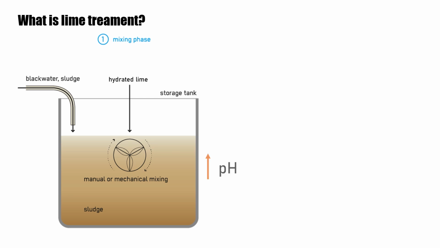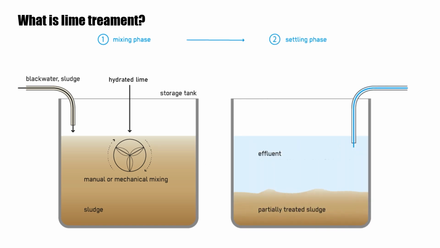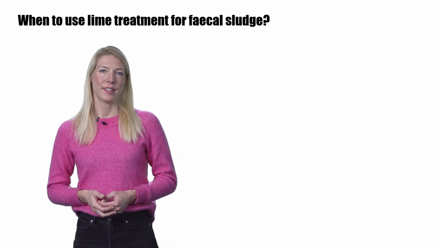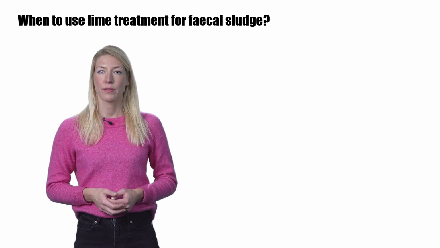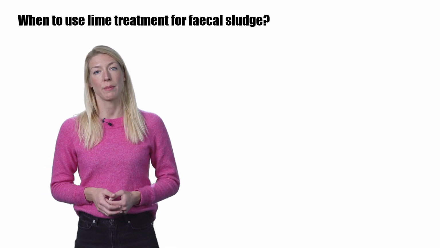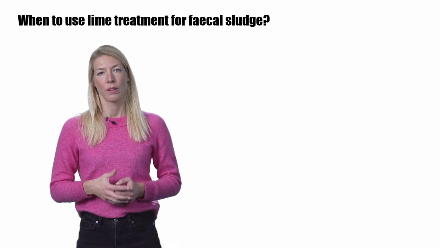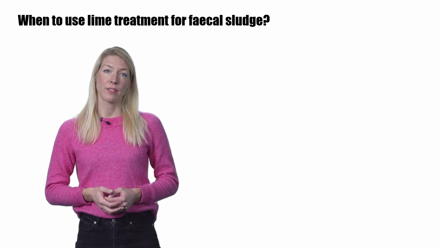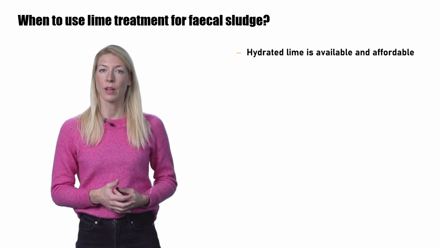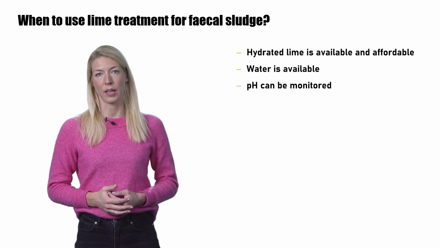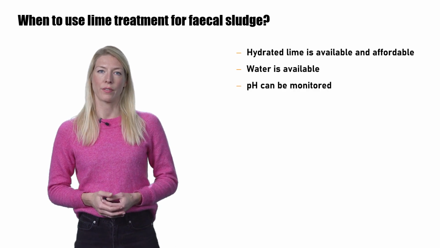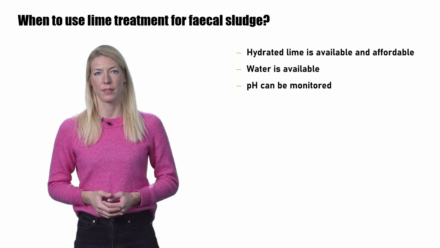Doing this increases the pH. Keeping the pH above 11 for at least 2 hours inactivates pathogens and improves solid-liquid separation. Lime treatment should be considered a temporary solution and is recommended during acute or stabilizing response phases. Remember, lime treatment is effective when you have access to hydrated lime, water, and can monitor pH. If any of these elements are unavailable, consider other methods.